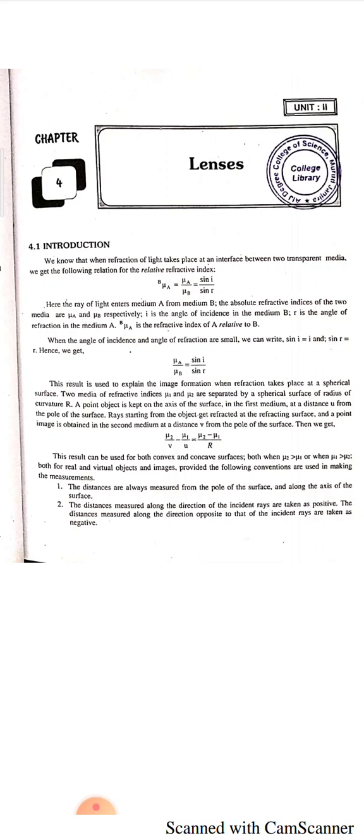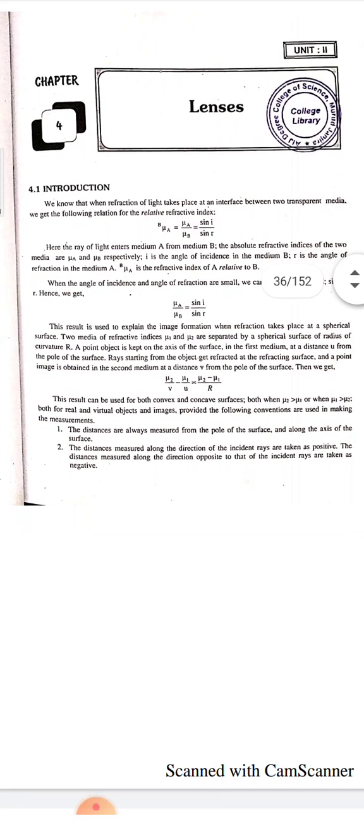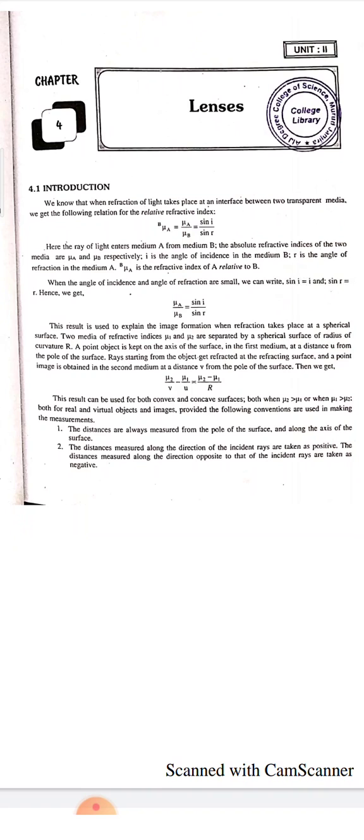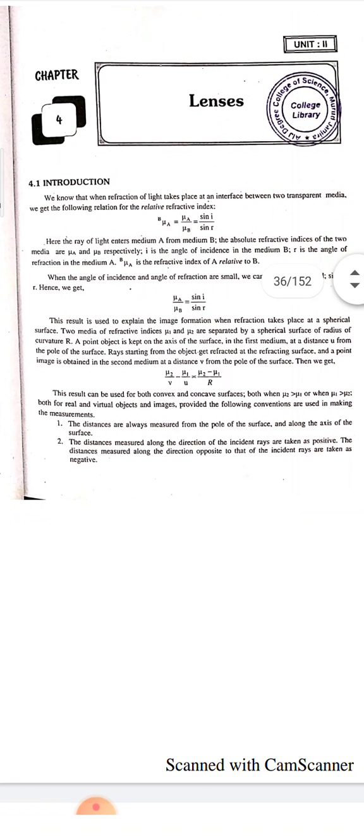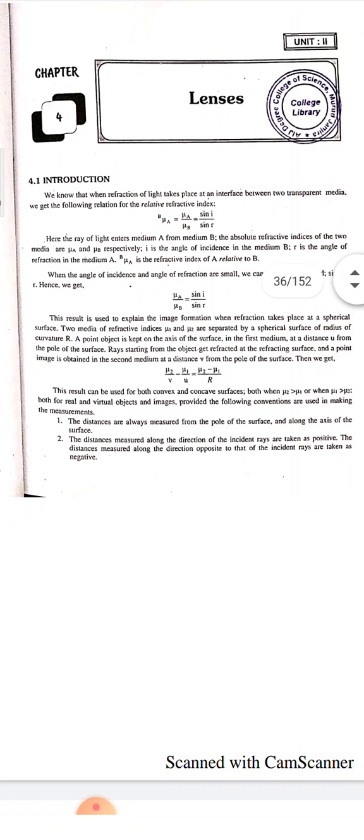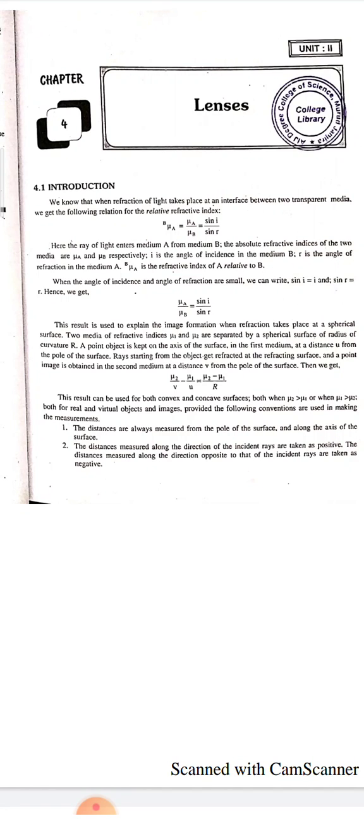We all know that when the refraction of light takes place at an interface between two transparent media, we get the following relation for the relative refractive index: mu AB is equal to mu A divided by mu B is equal to sin i by sin r, when the ray enters medium A from medium B. Mu A and mu B are the absolute refractive indices of the two media respectively. i is the angle of incidence in medium B, and r is the angle of refraction in medium A. Therefore, mu A by mu B is the refractive index of A relative to B.